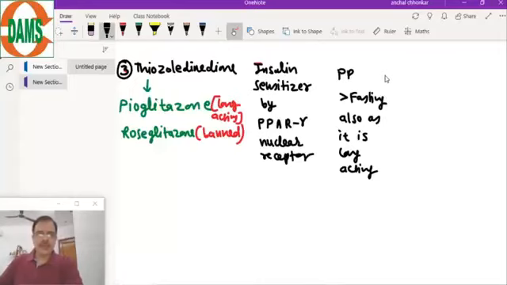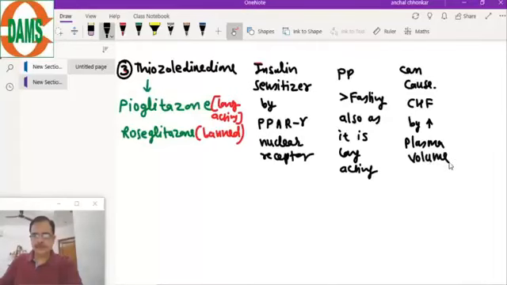Now what about the cardiovascular effect of pioglitazone? Pioglitazone can cause, this is dangerous, CHF by increasing plasma volume. This is a very important side effect of pioglitazone or this group of drugs. They cause edema, they cause plasma volume increase. Edema will be there, so they can increase the CHF. So cardiovascular benefit will not be there with these drugs.